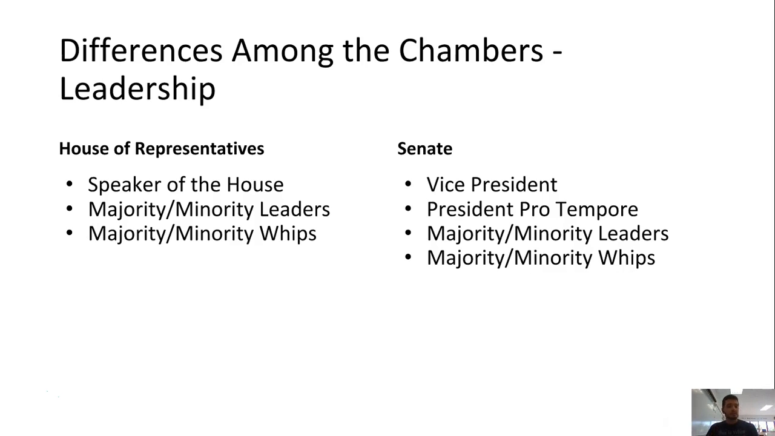And then the majority and minority leaders and the majority and minority whips are mostly the same. The only difference is that in the Senate, the majority leader is very, very powerful. They are the most powerful person in the Senate, much more powerful than the vice president or the president pro tempore, but not quite as powerful as the Speaker of the House of Representatives.